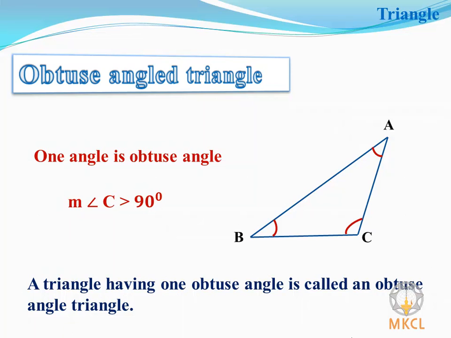Here also we have a special case. If the angles other than obtuse angle are of equal measure, then the triangle is known as isosceles obtuse angle triangle. Here, in triangle ABC, if angle A and angle B are of equal measure, then triangle ABC is known as an isosceles obtuse angle triangle.